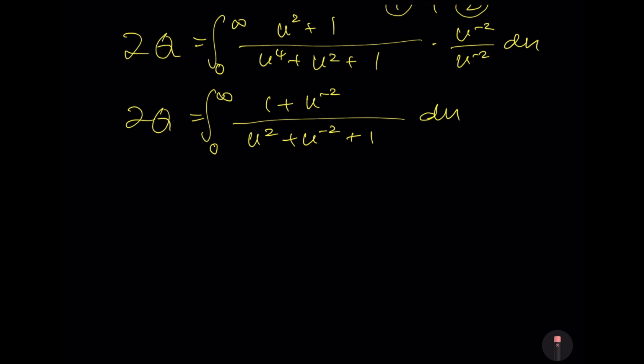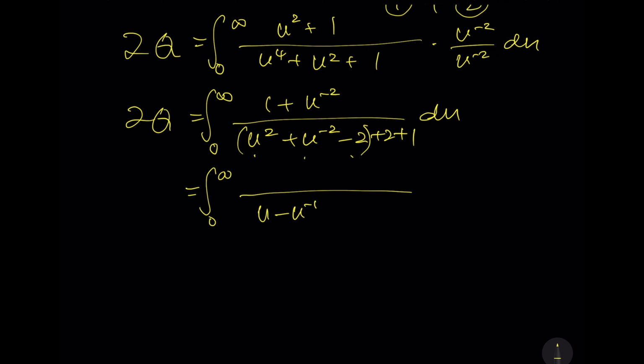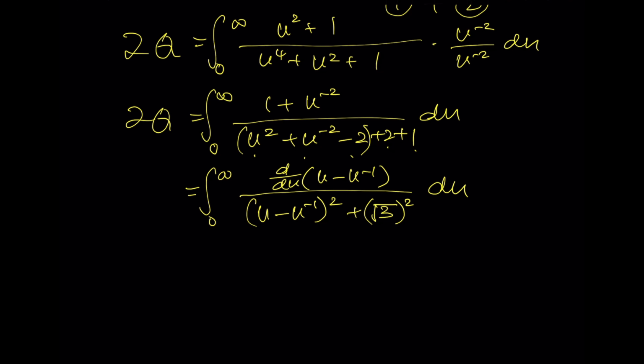For the constant 1 in the denominator, we rewrite it as negative 2 plus 2 plus 1. This is to complete the square for the first three terms. Consider the first three terms of the denominator. It can be rewritten as u minus u power negative 1, the whole thing power 2, and then plus 2 plus 1, which is 3, or square root of 3 power 2. While the numerator can be rewritten as the differential of u minus u power negative 1. This step is the same as if you substitute t equals u minus u power negative 1.